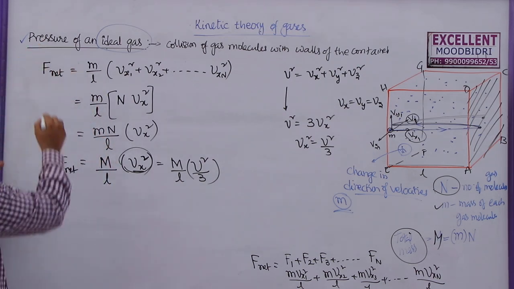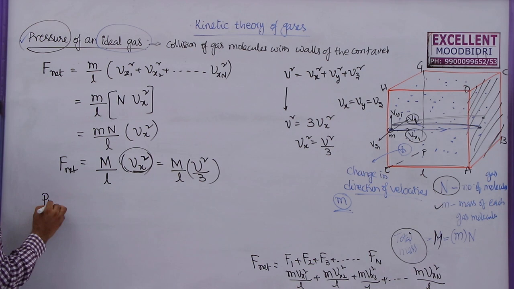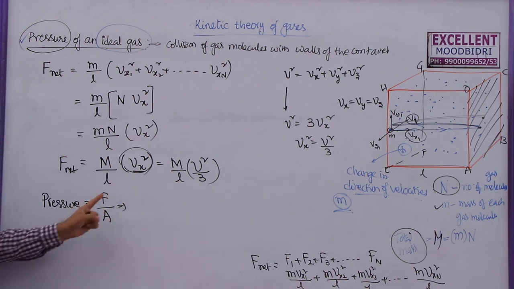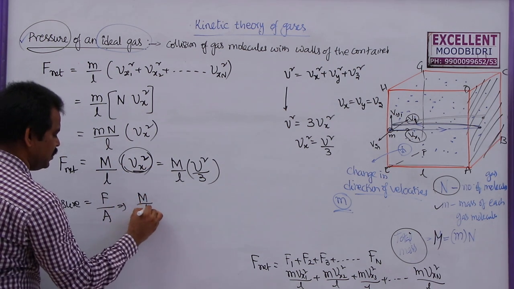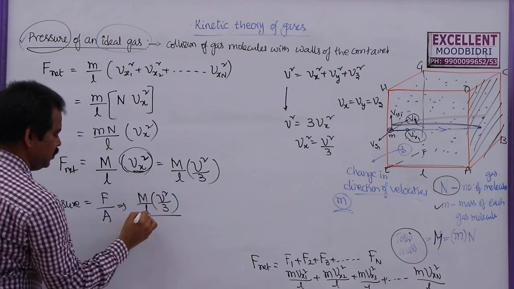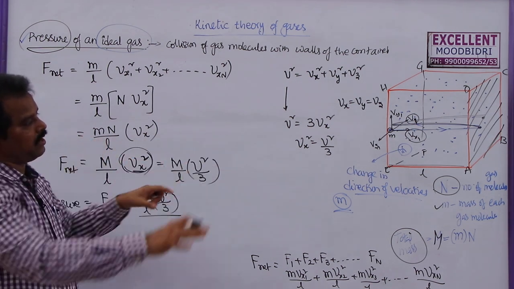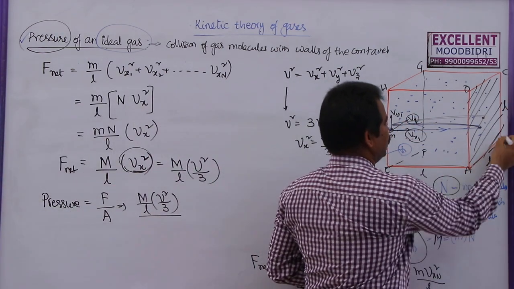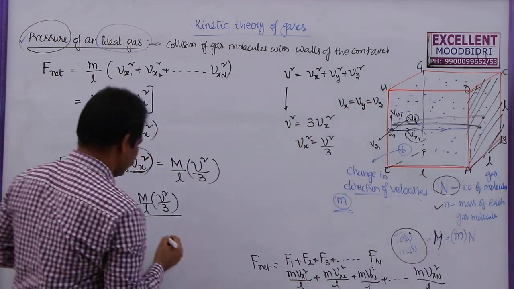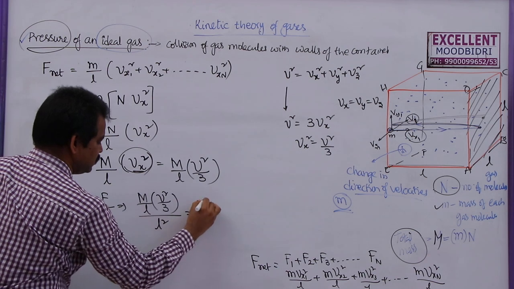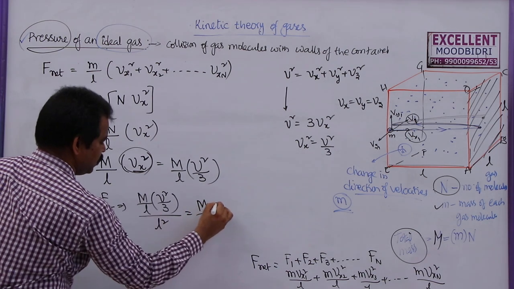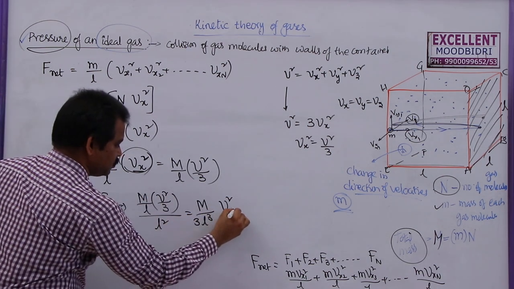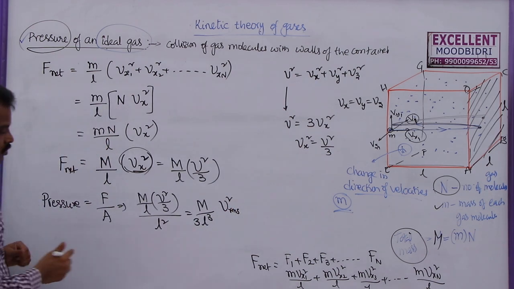Now as we are going to find the pressure of an ideal gas, the pressure is given by force by area. We know the net force, which is given by m by L into v square by 3. And what is the area? All these molecules are colliding with that surface, and the area is length L into length L, so the area is L square. So this is m by L square into L, giving m by L cube, times v square by 3. This v is the root mean square velocity of the gas molecules.